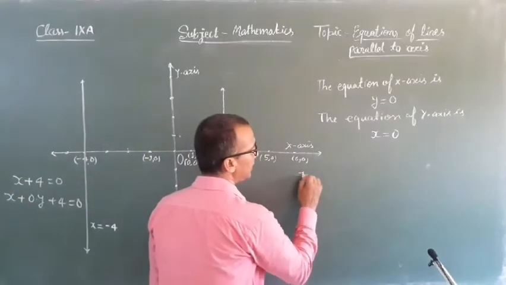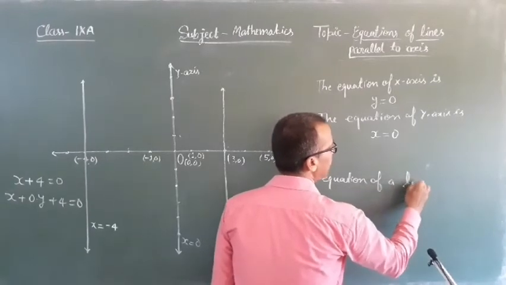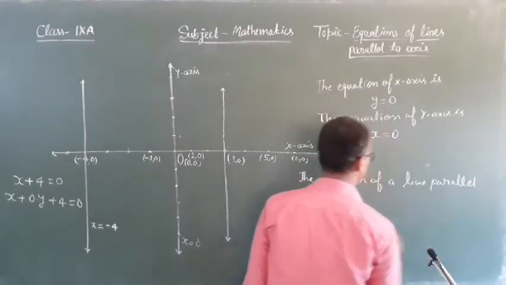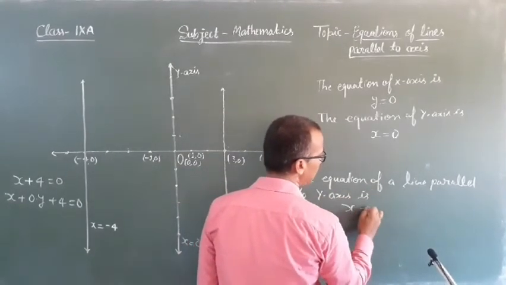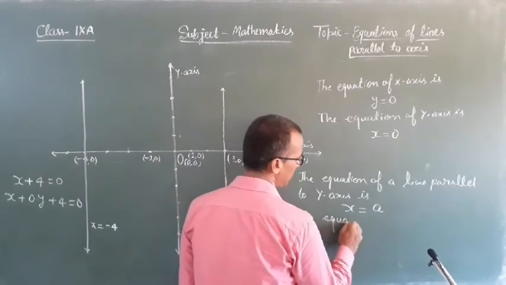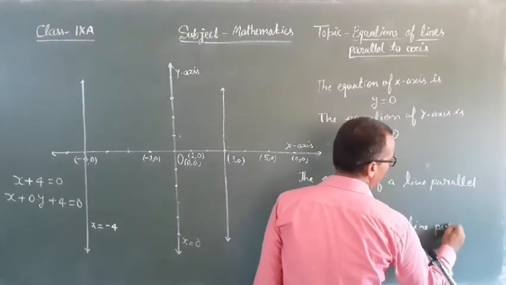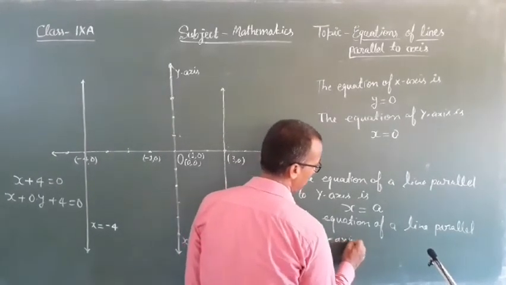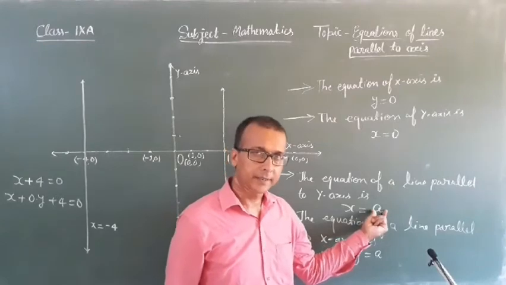So you can say the equation of a line parallel to y-axis is x is equal to a, and the equation of a line parallel to x-axis is y is equal to a, where a is any real number.